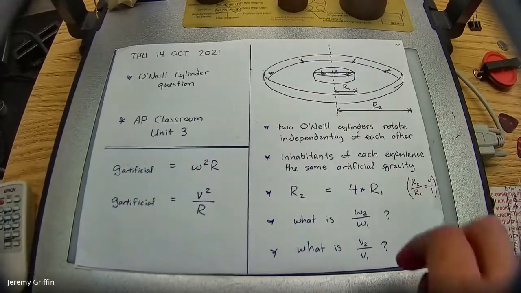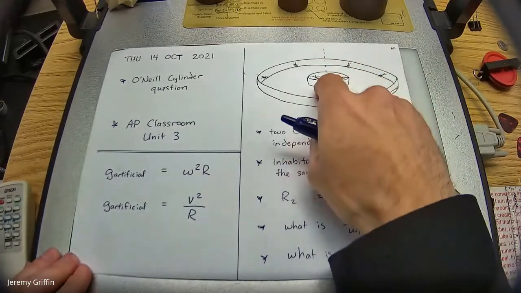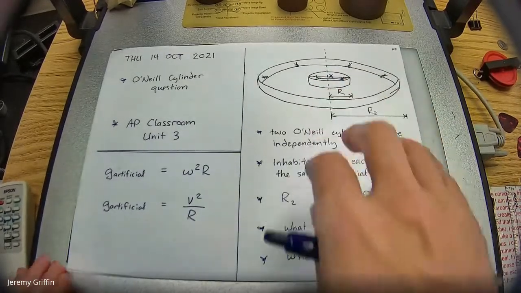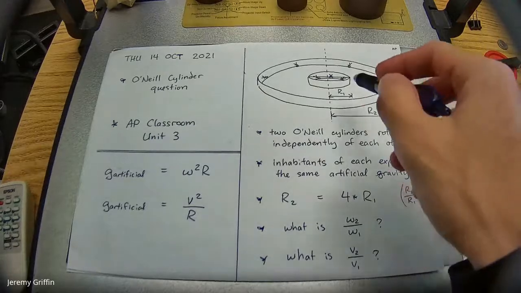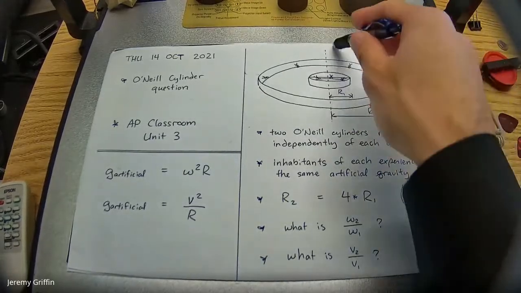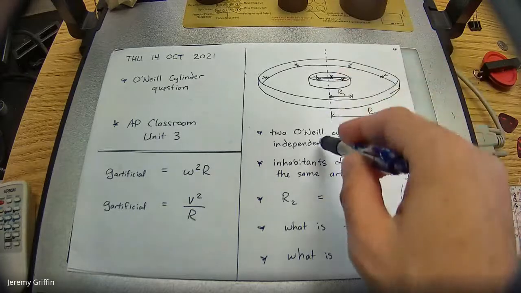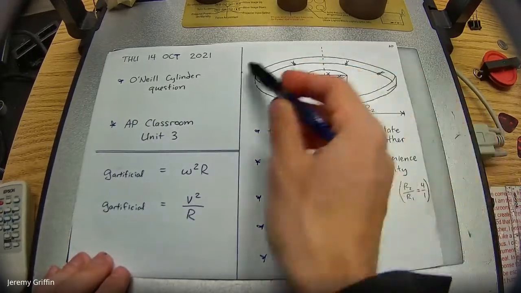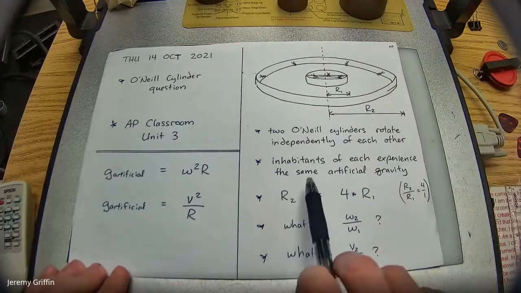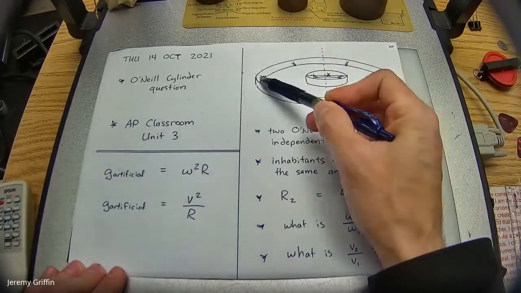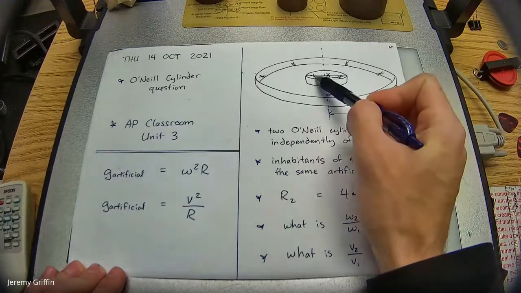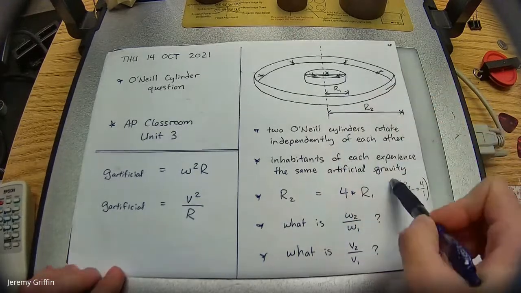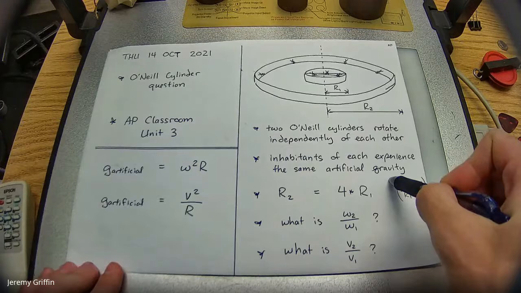And so suppose you had a system like this, like two separate O'Neill cylinders, completely independent of each other. So they're not connected in any way. But maybe they're both rotating about the central axis that you create, this dash line. So this one's spinning, zoom, zoom, zoom. This one's spinning, zoom, zoom, zoom. And hey, take a look at these inhabitants. They're walking around on the inside of each of those.